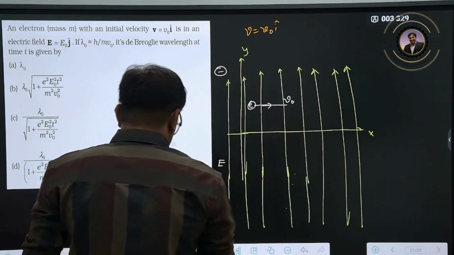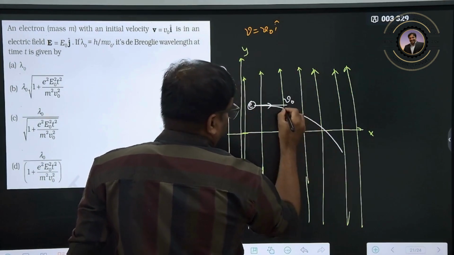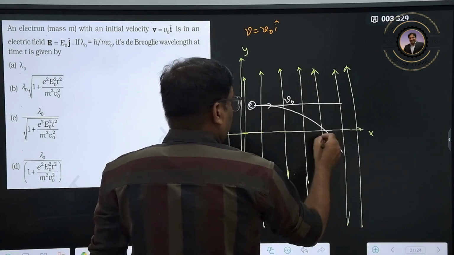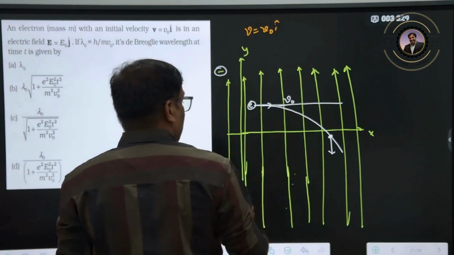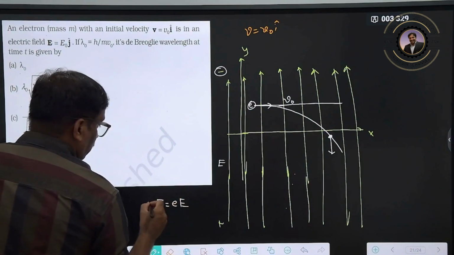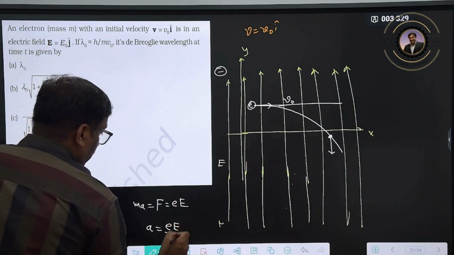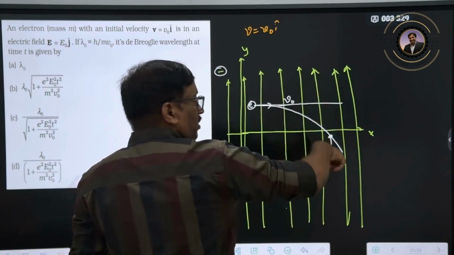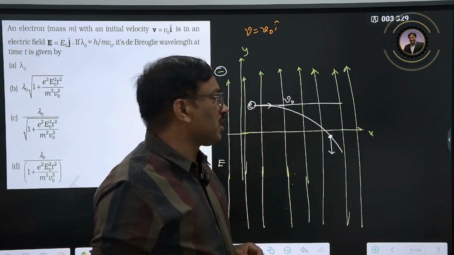Let us see how it will come down. It will come down like this, like our horizontal projectile motion. It is coming down because of one acceleration. What is that acceleration? It is because of this force. What is this force? E into E. Just now we said A equals E into E by M. Clear? So this is an acceleration. As a function of time, after some time, there was no downward velocity initially. It is exactly like horizontal projectile motion.